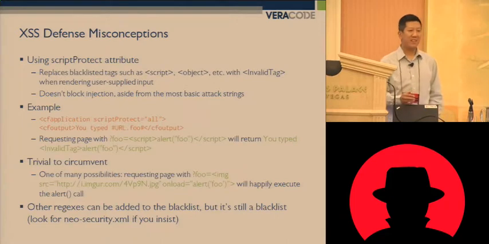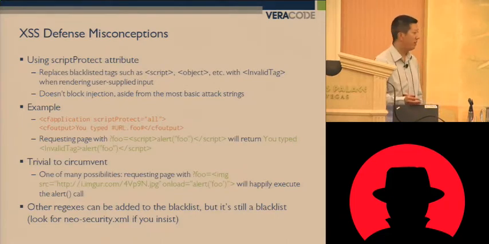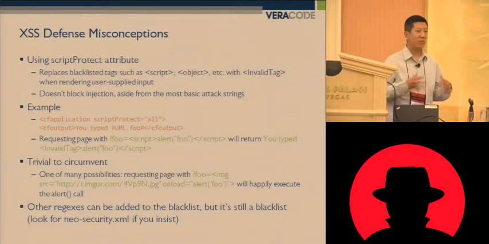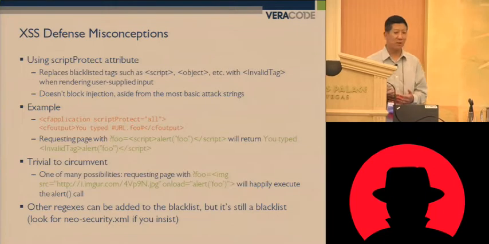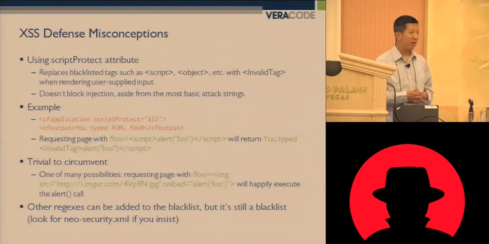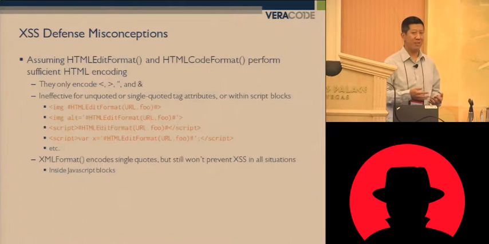You can mess with the blacklist if you want. You can go into this XML file that is packaged with the ColdFusion war, and it's called neo-security. It's regex syntax, and it shows you exactly what it's looking for and what it replaces stuff with. But at the end of the day, it's still a blacklist, and a blacklist is not the right way to protect against cross-site scripting. So bottom line is, script protect doesn't hurt you, but it really doesn't help you that much either.